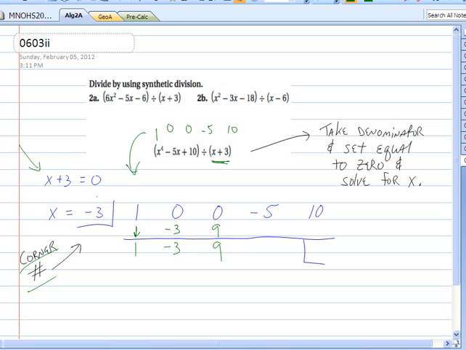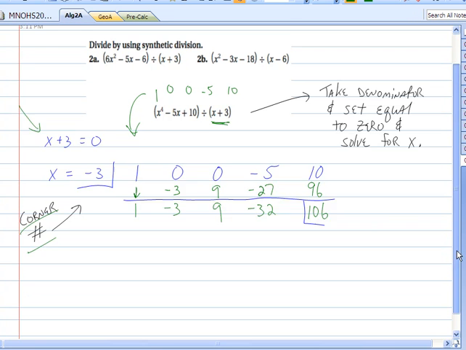9 times negative 3 will give me negative 27. So again, I'm taking the number that's below the line and multiplying it by that corner number, and that goes here. And then I'm going to add here, and this is negative 32. Then I'm going to take negative 32 again times negative 3, and I get positive 96, and then I add those two together and I get 106.